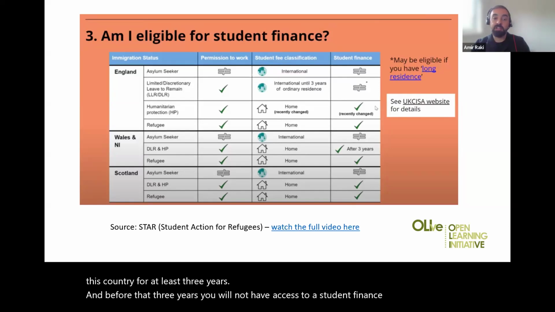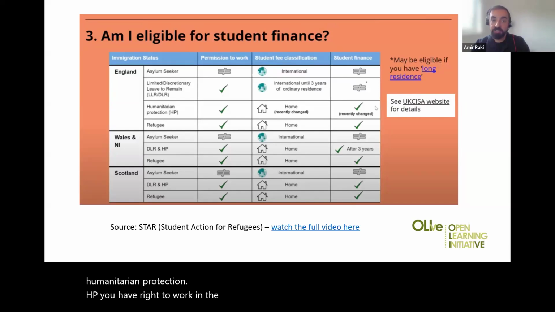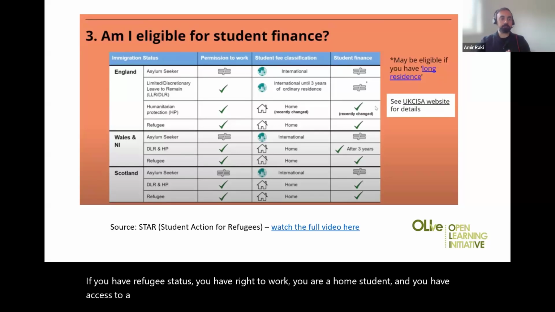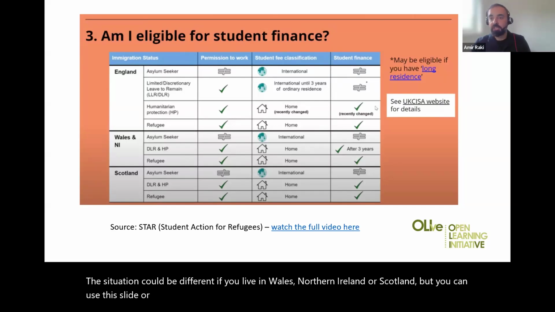If you have a humanitarian protection, HP, you have right to work in England, you are a home student, and you have access to student finance. If you have a refugee status, you have right to work, you are a home student, and you have access to student finance. The situation could be different if you live in Wales, Northern Ireland, or Scotland, but you can use this slide or watch the video for more information.